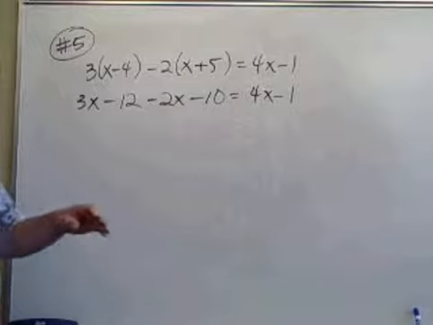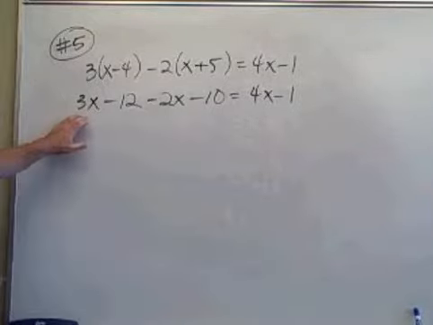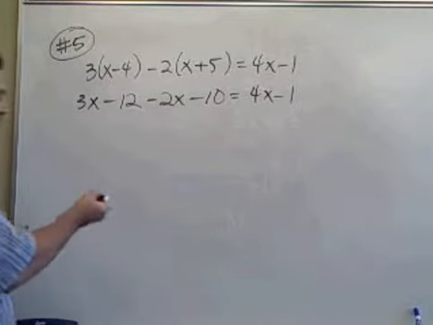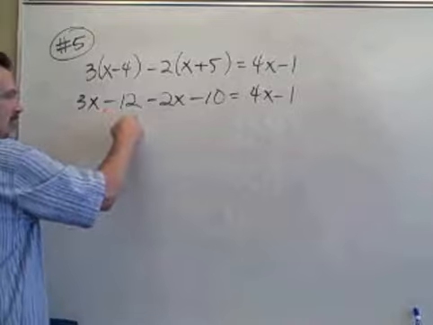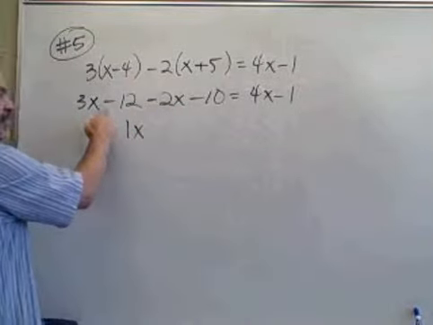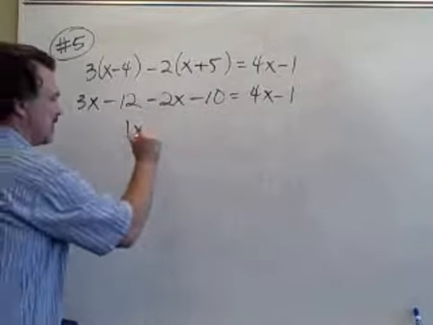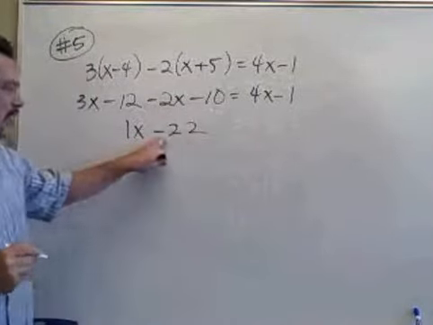What about the expressions? Do we have any like terms in this expression that we can combine? Yes, we do. 3x minus 2x will give us 1x. Minus 12 minus 10 more. You owe $12, you owe 10 more, that's the same as owing 22.